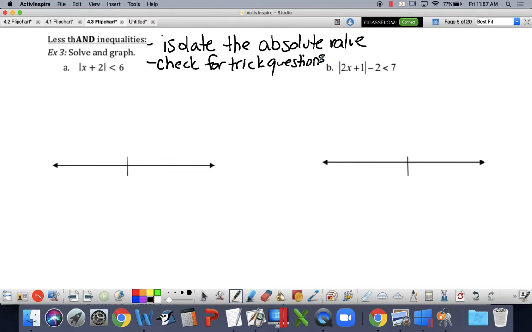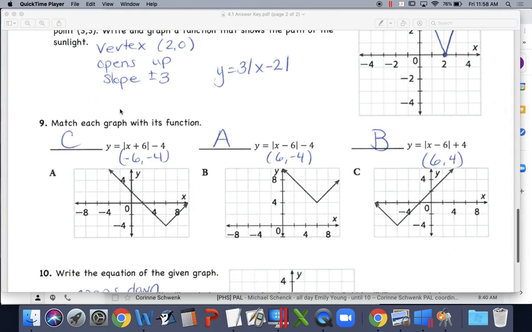And what I mean by trick questions is this. Let's look at our first example. The absolute value of x plus 2 is less than 6. What if this was a negative 6? That would be false. There's no way that the left-hand side, its absolute value, could ever be less than a negative 6. If you come across something like that, what would my answer be? No solution. So just always have that in the back of your mind as you're solving some of these.